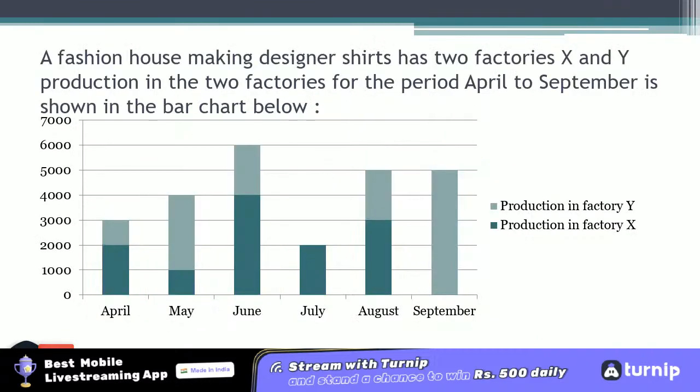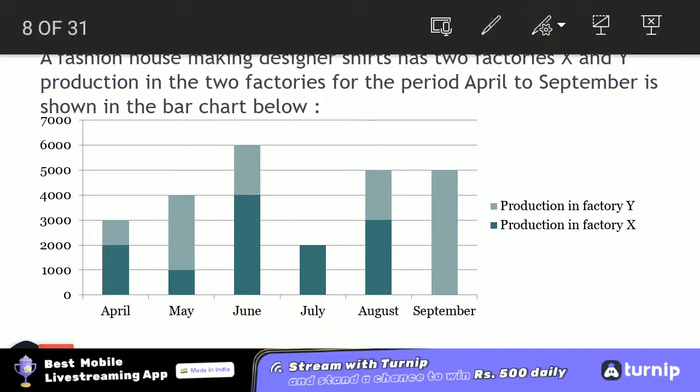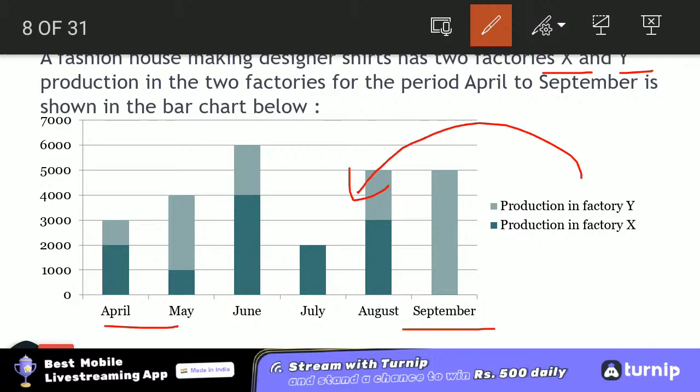Moving ahead, as you can see, there is the next question. A fashion house making designer shirts has 2 factories, X and Y, and the production in the 2 factories for the months from April to September is shown in the bar chart below. अब आपको दे रखा है कि एक फैशन हाउस है, एक डिज़ाइनर इंडस्ट्री है, उसकी 2 फैक्ट्रीज हैं. And what are the 2 factories? The 2 factories are X and Y. And the production from April to September is given in this particular graph. You can see the light green shows the production in factory Y and the dark green shows the production in factory X. Now you need to be careful and answer the following questions.